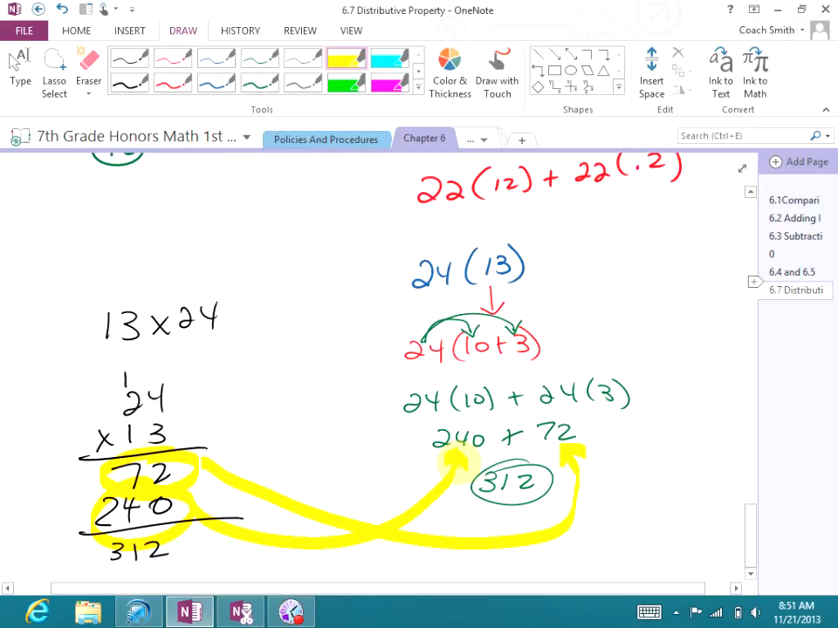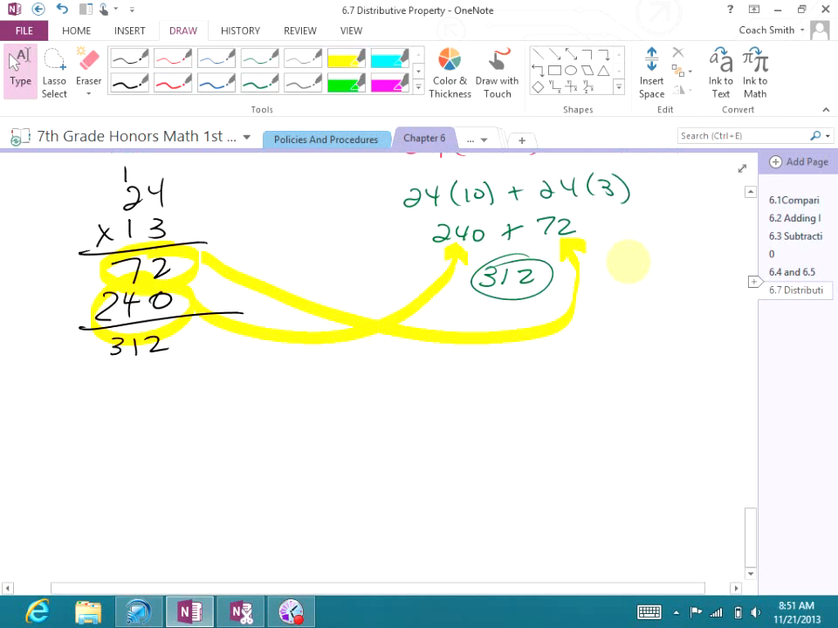Okay, so you've been using the distributive property since you've been learning how to multiply, two-digit numbers, or three-digit numbers, four-digit numbers, whatever it is. So it's not necessarily a new concept.